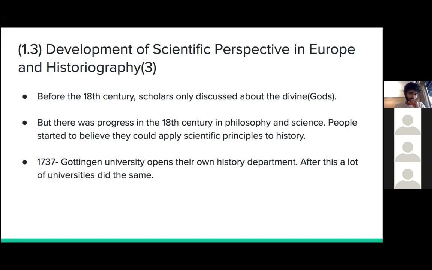So that's broadly what they've explained in 1.3. It's 3 points. The first point is, before the 18th century, people only discuss history by discussing gods. During the 18th century, philosophy and science progressed. Because philosophy and science progressed, people started thinking they could apply scientific principles to history. And a big event that happened to lead this progress forward is in 1737, Göttingen University opened their own history department. So the subject started becoming serious, started becoming modern.